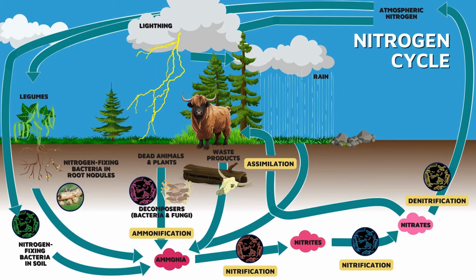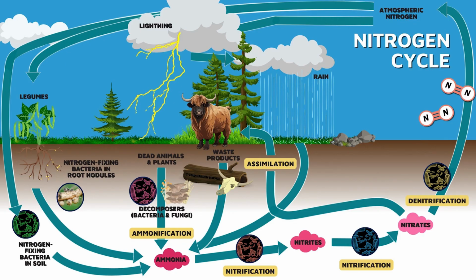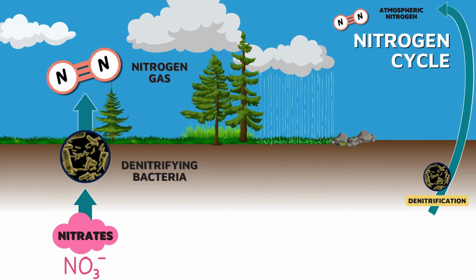It wouldn't be a cycle if nitrogen couldn't get back to the atmosphere. This happens through denitrification. Denitrification is the process in which nitrogen compounds make their way back into the atmosphere by converting nitrate into gaseous nitrogen. This final stage occurs in the absence of oxygen. Denitrification is carried out by the denitrifying bacteria that need oxygen, so they process nitrate, use that oxygen, then toss out free nitrogen gas as a byproduct. Like a leftover banana peel.